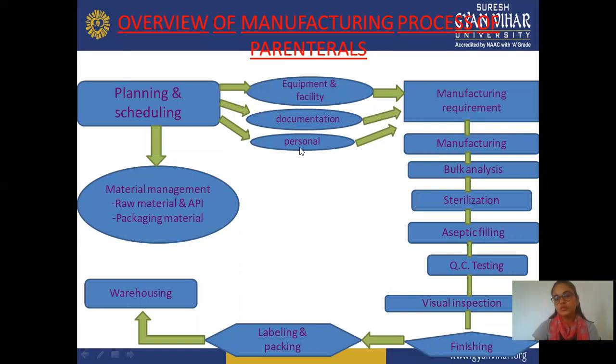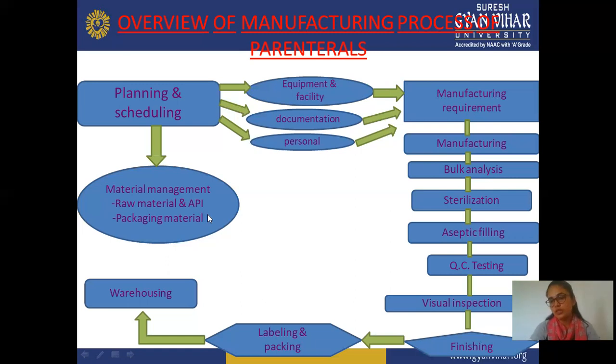So instead of this equipment, facility, document, and personnel, you can also plan for your material management, where you take the material and the quality, the sterility, and all the required parameters for your material. In this material management may be raw material, API, meaning both excipient as well as your drug. How you take this raw material and API and your excipient and their quality or their grade which is required for your formulation. And next is packaging material.